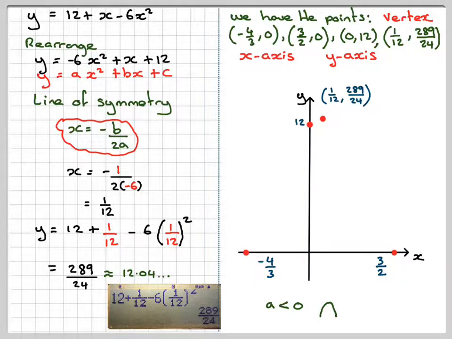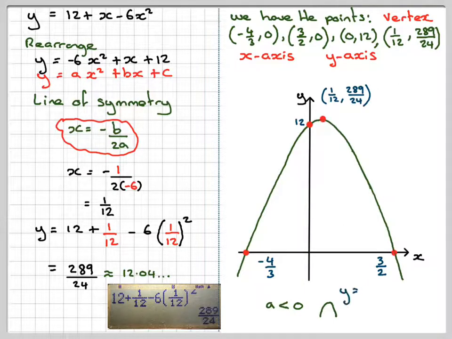So now with a pencil, joining up those points, make sure you go through all of them, and making sure at one end you label the function y is equal to 12 plus x minus 6x squared.